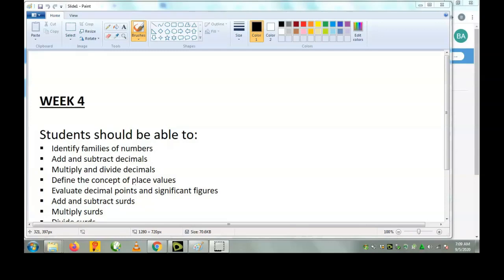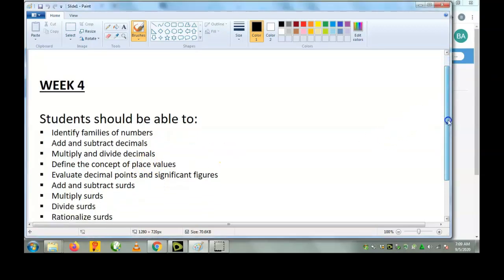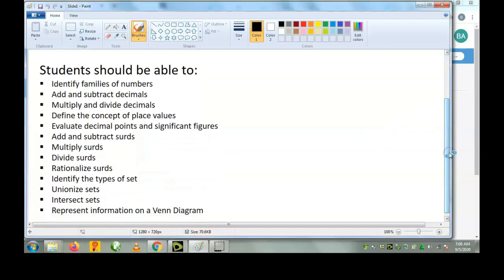At the end of the week, you should be able to identify families of numbers. That's the first thing we're going to do. Then add and subtract decimals. Multiply and divide decimals. Define the concept of place values. Evaluate decimal points and significant figures. Add and subtract sorts. Multiply sorts. Divide sorts. Rationalize sorts. Identify types of sorts. Unionize sorts. Intersect sorts. Represent information on the Venn diagram. Wow, that's a mouthful.